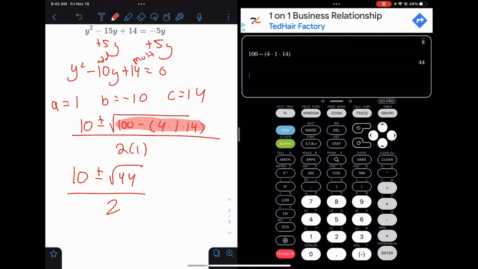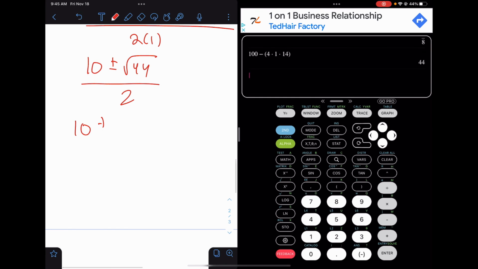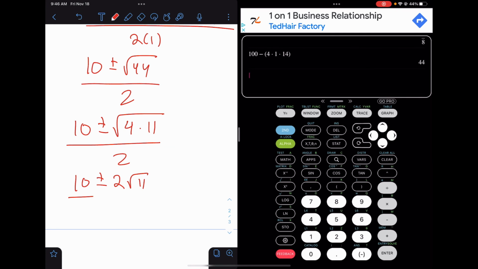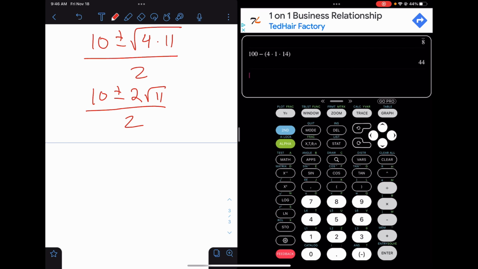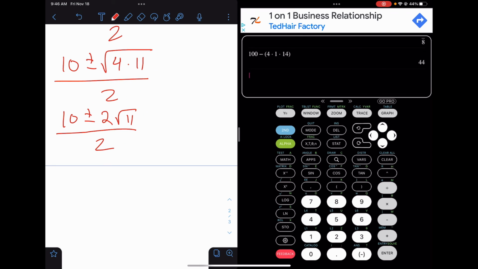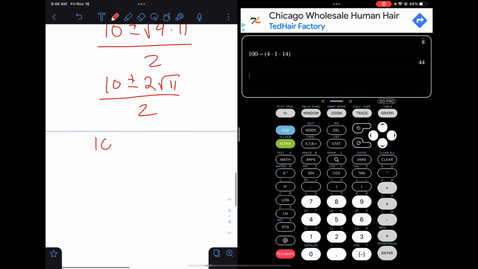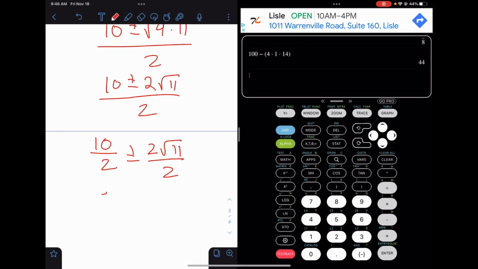Then what we have to do is see if we can simplify this radical. And in fact, we can simplify this radical. We're going to do 10 plus or minus, and then the 44 can get broken down into 4 times 11. So we get 10 plus or minus 2 root 11 all over 2. So then, at this point, we have to see if we can simplify this fraction. I know I've taught you guys quite a few methods on how to simplify this. One method would be to split it up. So we would do 10 over 2 plus or minus 2 root 11 over 2. And we end up with 5 plus or minus root 11.